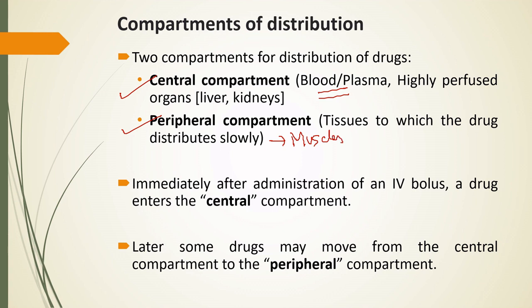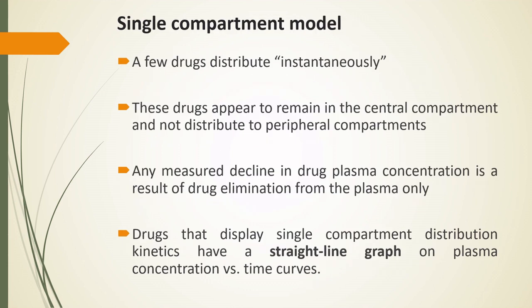So suppose we are giving a drug by IV bolus. Immediately after the drug has been given as an IV bolus, obviously the drug will be within the blood or the plasma only. So the drug will enter into the central compartment and later on some of the drugs may move from the central compartment to the peripheral compartment.